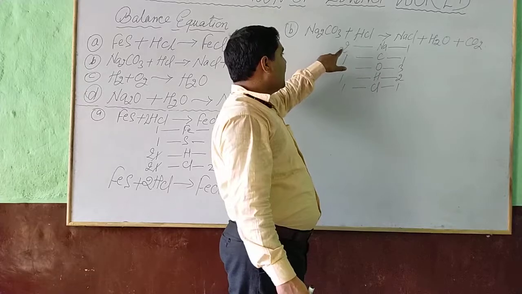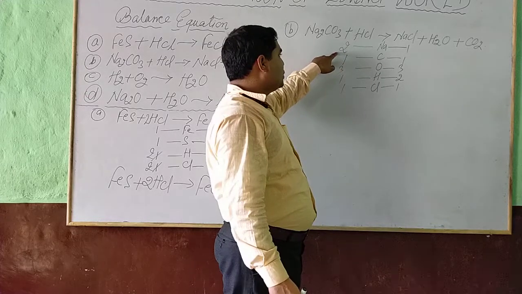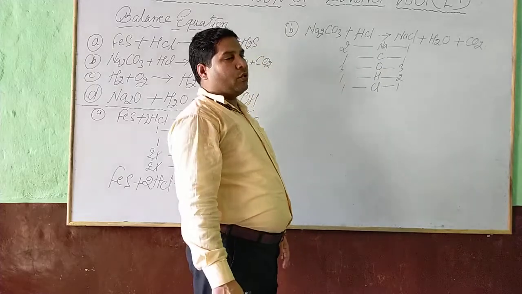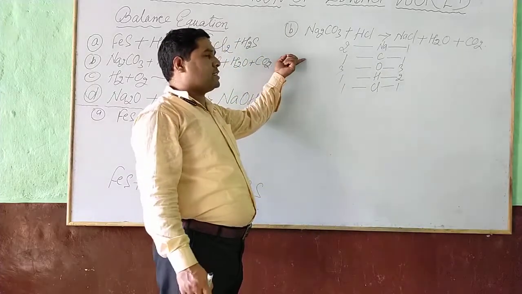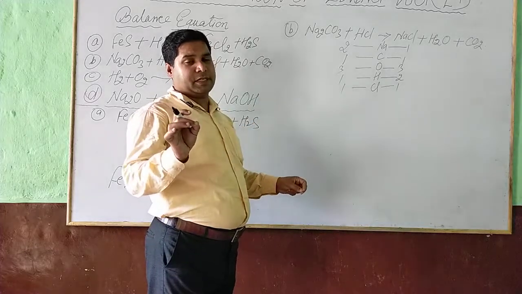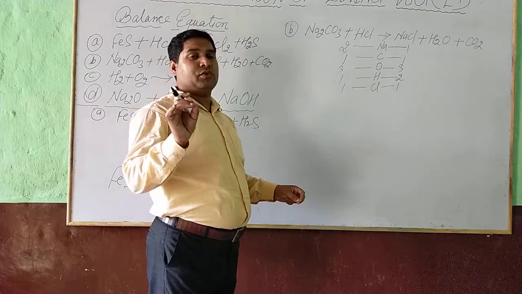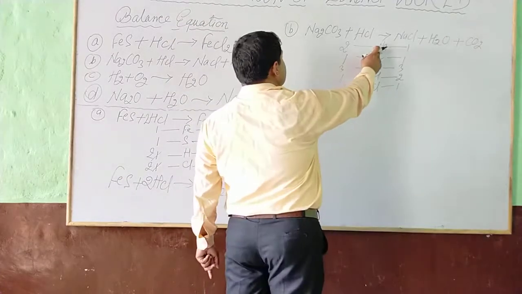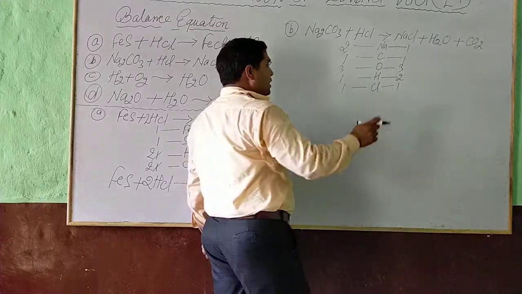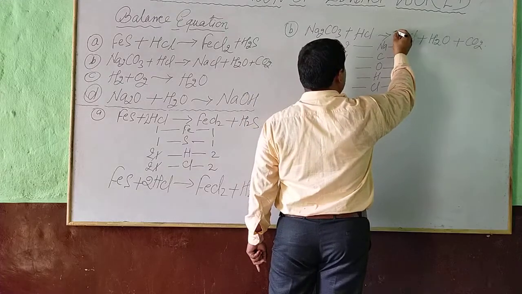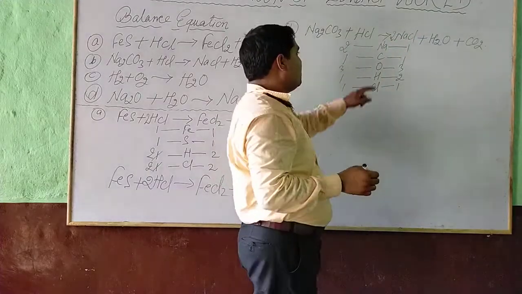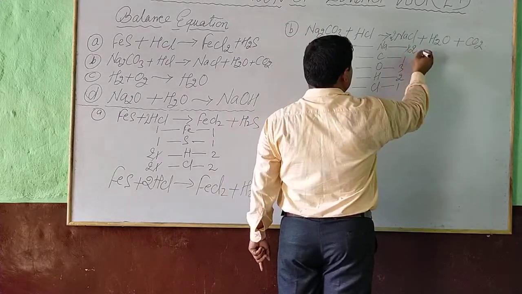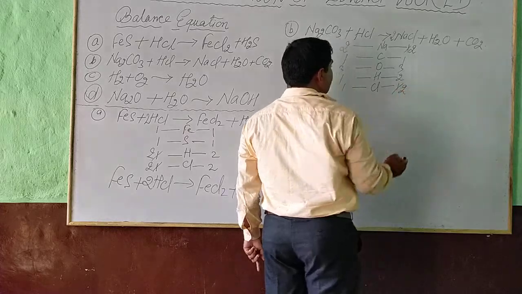Sodium in the reactant side 2 and product side 1. Dear student, whenever in any chemical equation a metal is present, first we will try to balance the metal. Sodium is a metal, so first we will balance the sodium. We will put here 2, and now the number of sodium became 2, also chlorine.